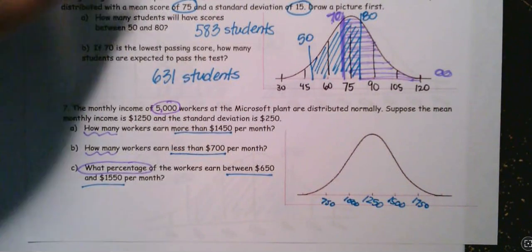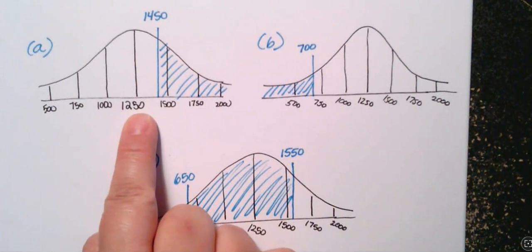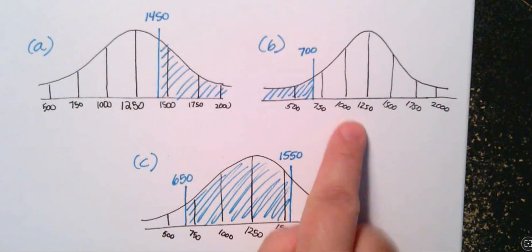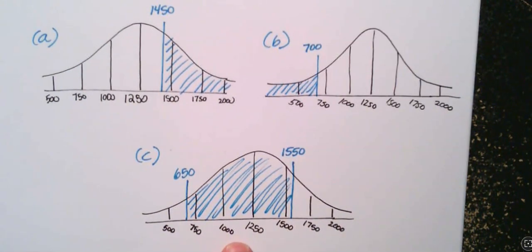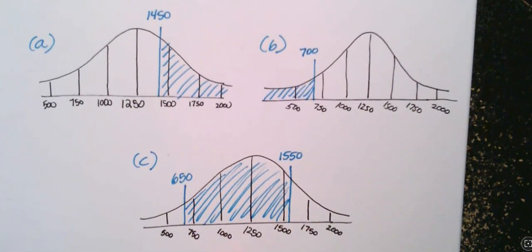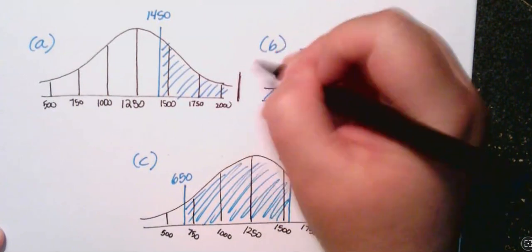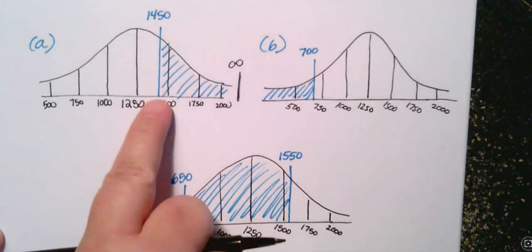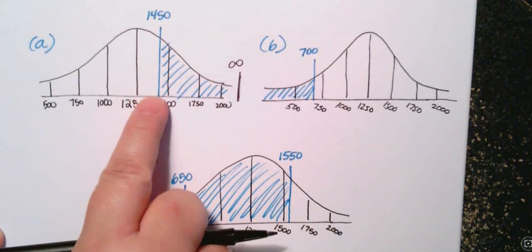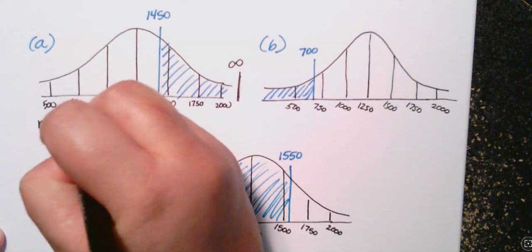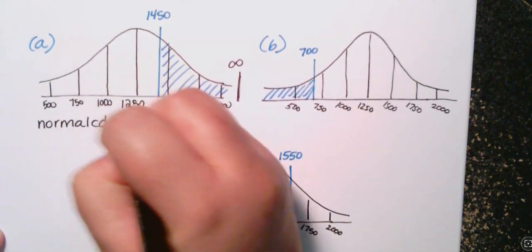All right, so let's look at the picture for A. How many workers earn more than $14.50? That's what this looks like. B was how many workers earn less than $700. And C was what percentage are between here and here, between $6.50 and $15.50. So this one, my left boundary, here's the right boundary. My boundaries are on the left, $14.50, and on the right, infinity. So again, we can't type in infinity, so we just type in a really big number.